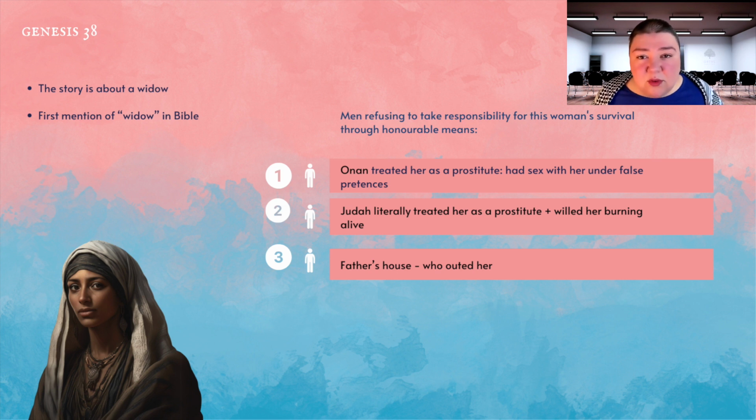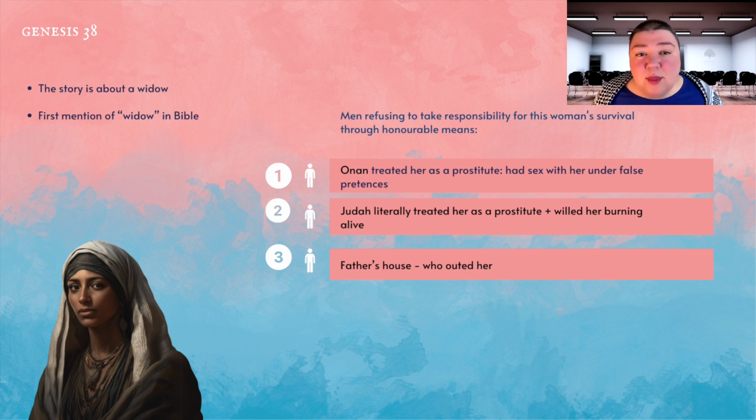She is a widow who is failed by the choices of Onan and of Judah, by two men who refuse to take responsibility or care for this woman's survival through honorable means. Onan, in essence, treated her as a prostitute. He had sex with her under false pretenses. Judah literally treated her as a prostitute and called for her to be punished as one.